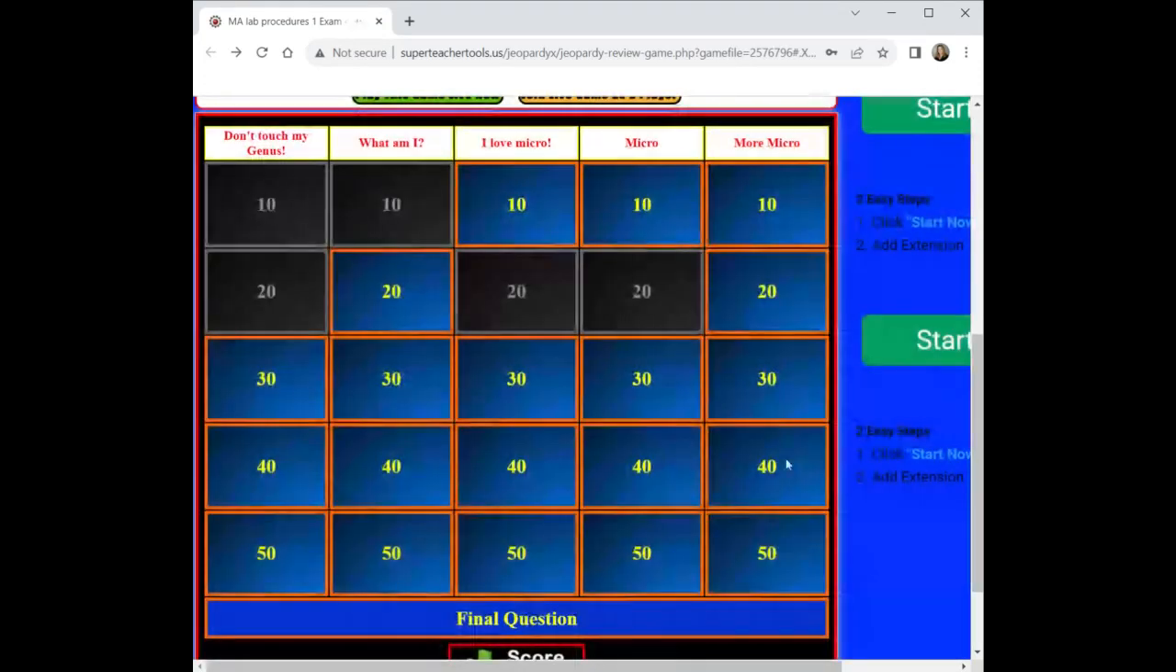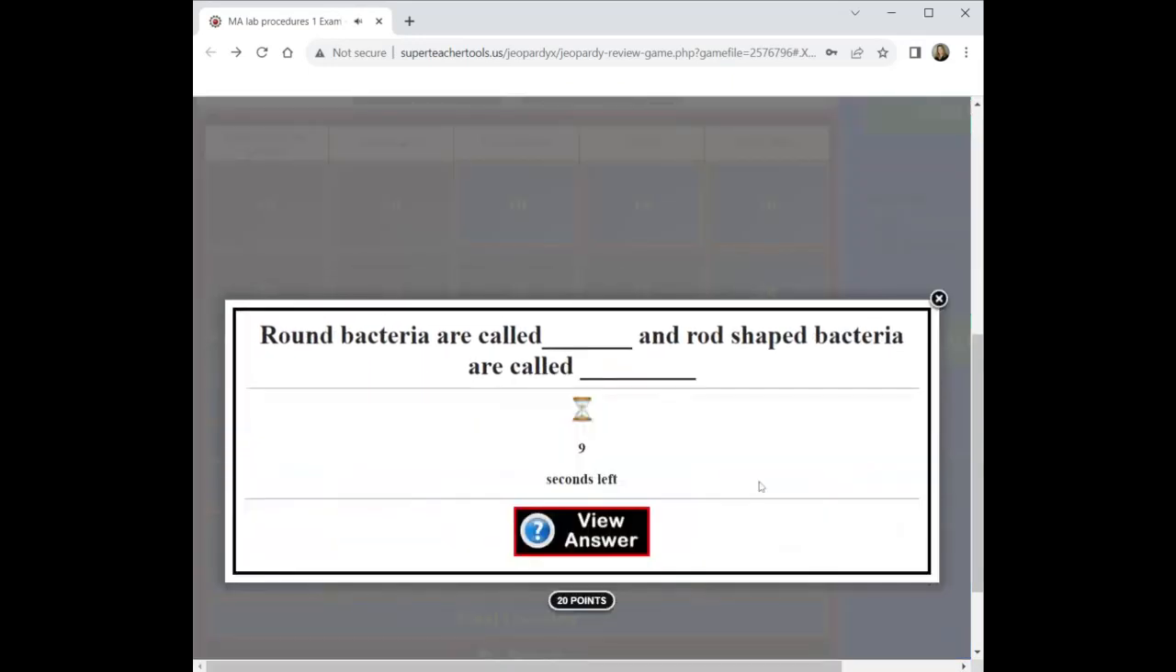Okay, team 2, so Lolly and Courtney. Well, the what am I for 20? Gram-positive bacteria are called blank and rod-shaped are called blank.